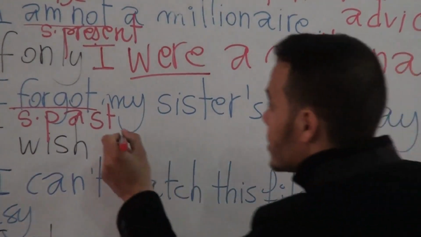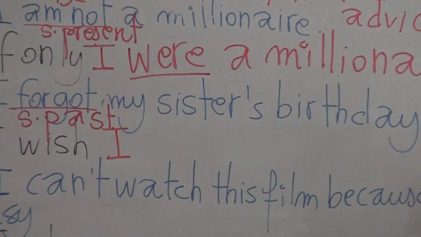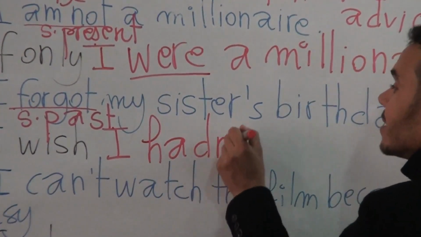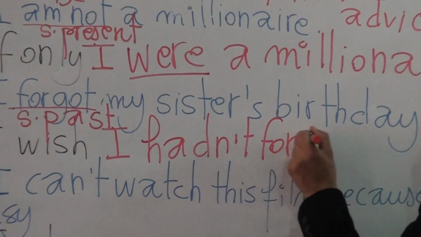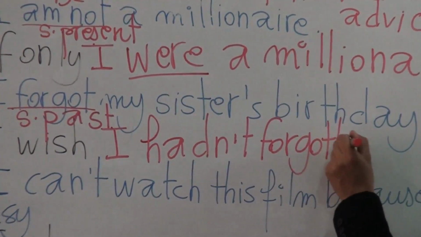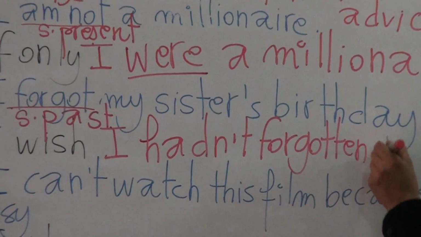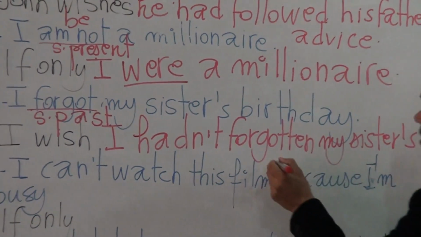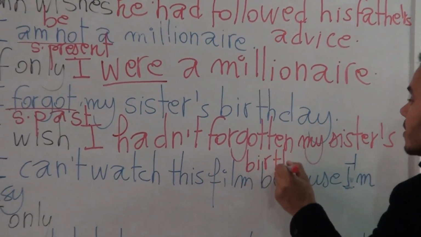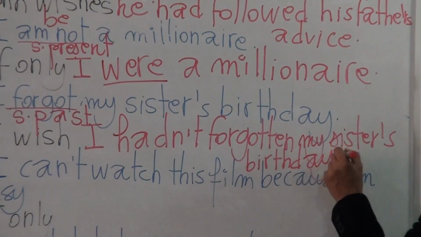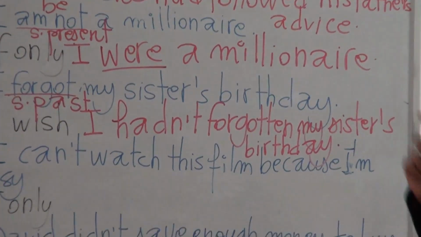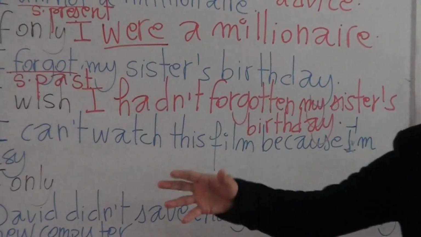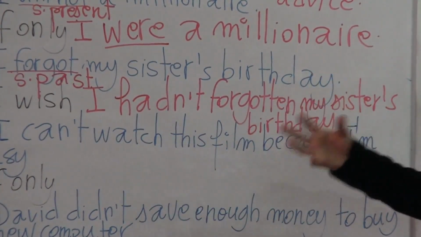I wish I, past perfect of forget is hadn't forgotten my sister's birthday. Right? I wish I had not forgotten my sister's birthday. So here it's affirmative, we change it into negative. Why? Because we wish the opposite.